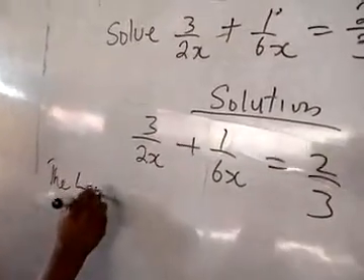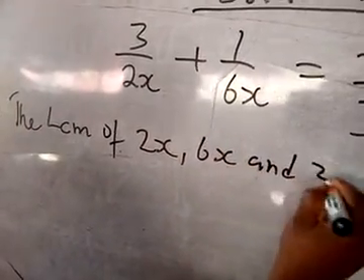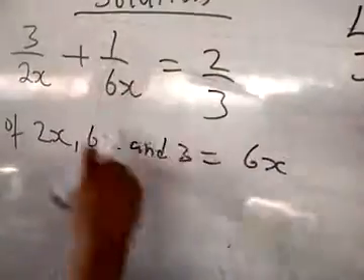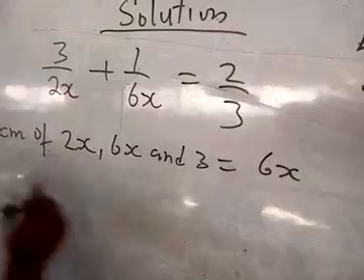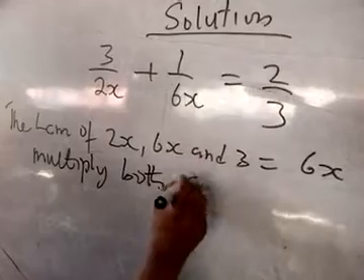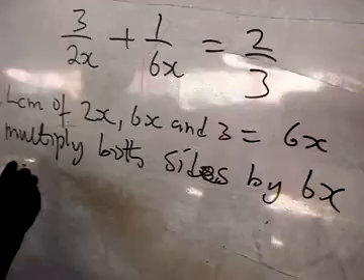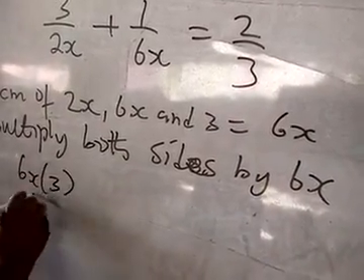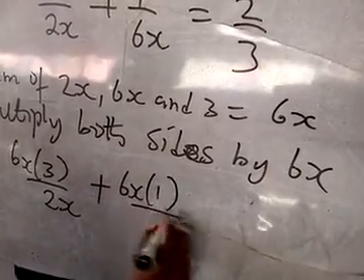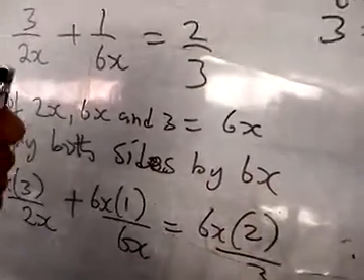The LCM of 2x, 6x, and 3 is 6x. Now multiply both sides by 6x. You have 6x bracket 3 over 2x plus 6x bracket 1 over 6x is equal to 6x bracket 2 over 3.